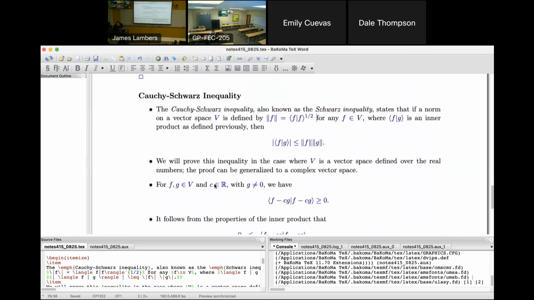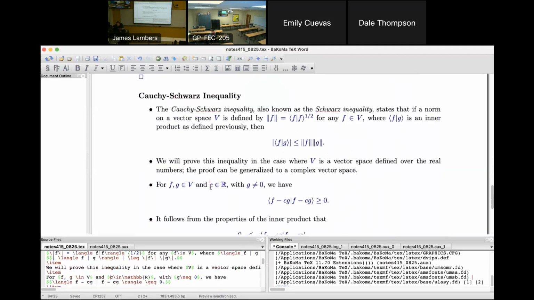So what you can do is let c be any scalar. And we're also going to assume that g is non-zero, because if both functions were 0, then you'd have 0 on both sides of the inequality, and this whole thing would be trivial. So we're going to assume at least that g is non-zero.